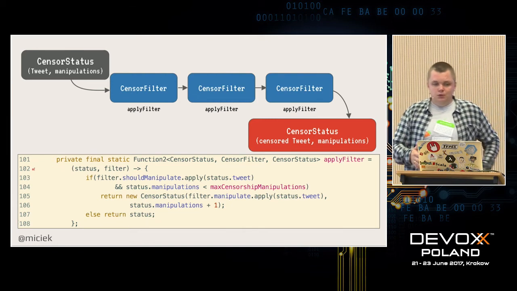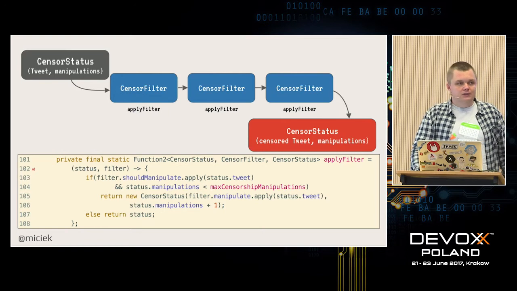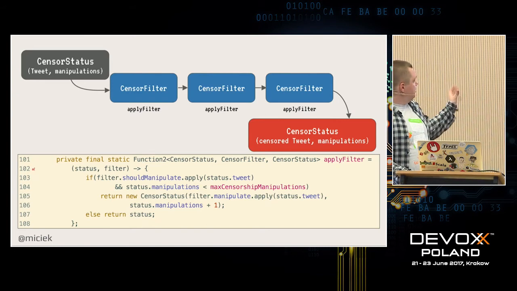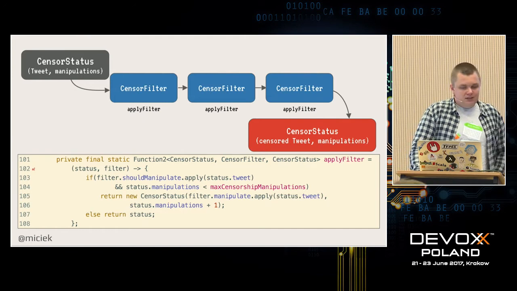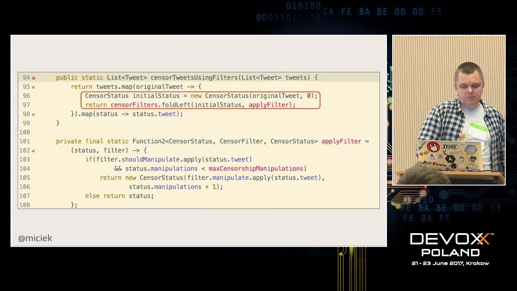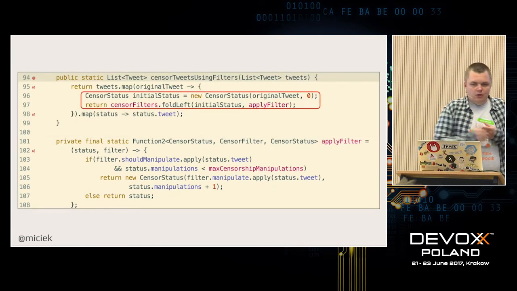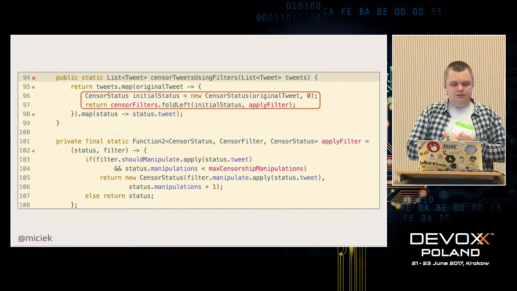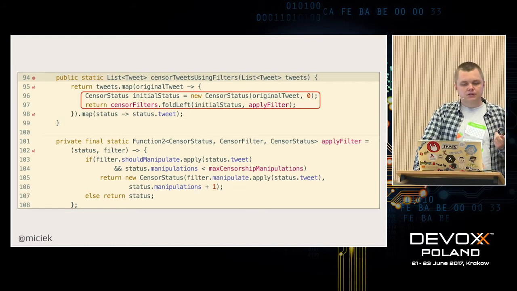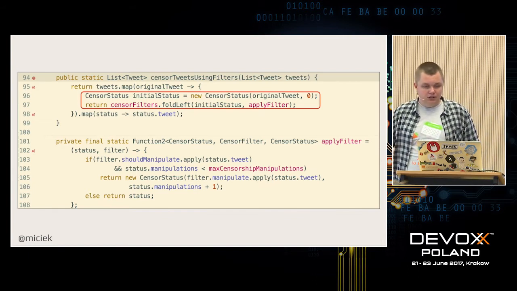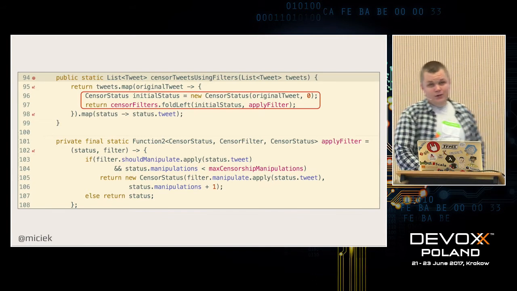In order to do that, we need to also include that in the type, and we'll call this type censor status. It will consist of the tweet and the number of currently made manipulations. The implementation needs to be changed a little bit. On line 104, you can see that status manipulations needs to be smaller than that. And this one big block of code has just been replaced with one function and two lines of initialization. So on line 96, censor status is a new censor status with the original tweet and 0 manipulations, and then we just fold left with the function that I have just described. And that's all we really need in order to do that.